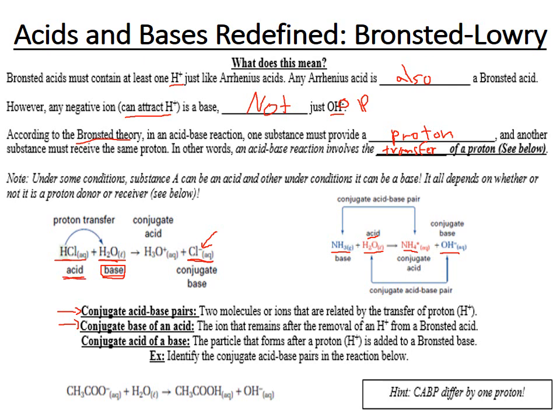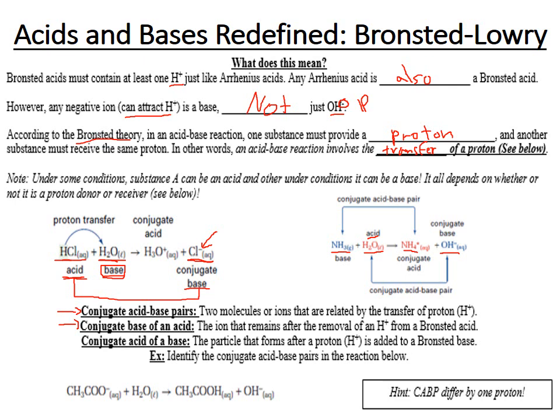So the Cl minus becomes a base. So the HCl was an acid. Once the proton transfer occurs, the resulting part of the HCl becomes a base. So we call that the conjugate base of the acid in the reaction. So these two here are conjugate acid-base pair.